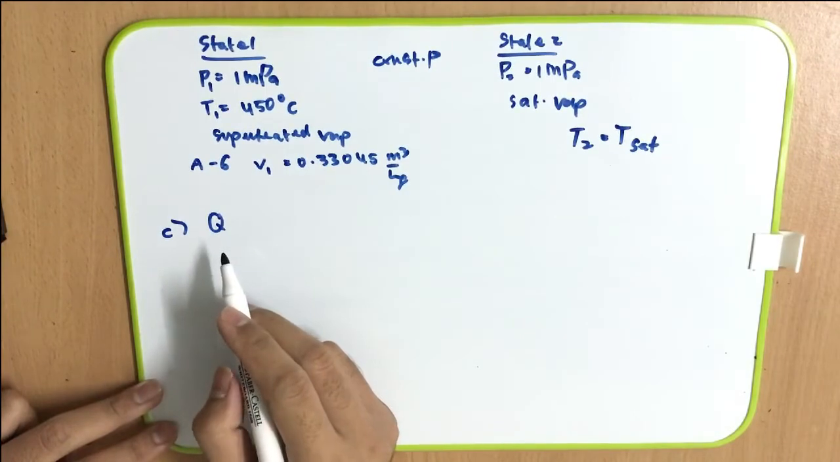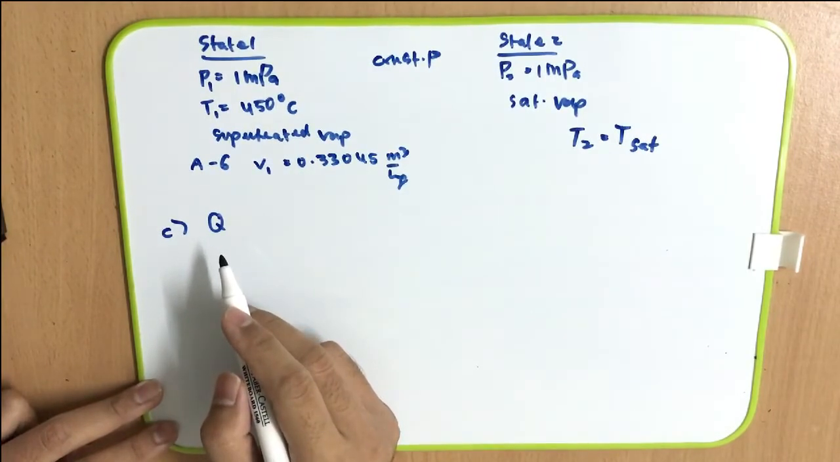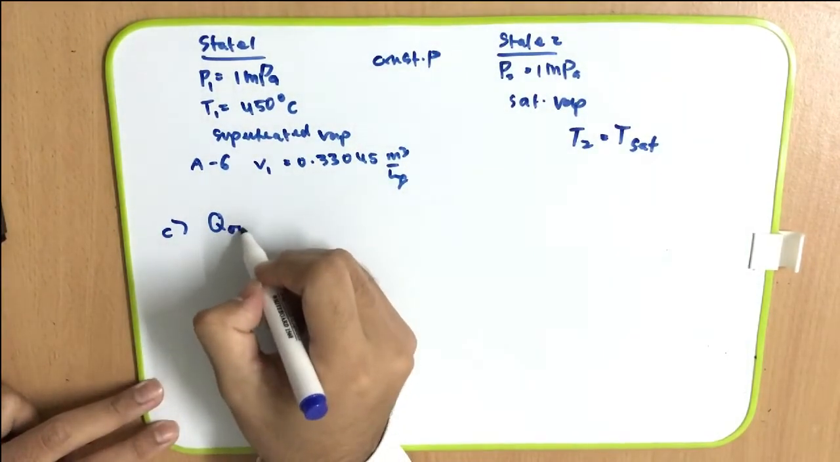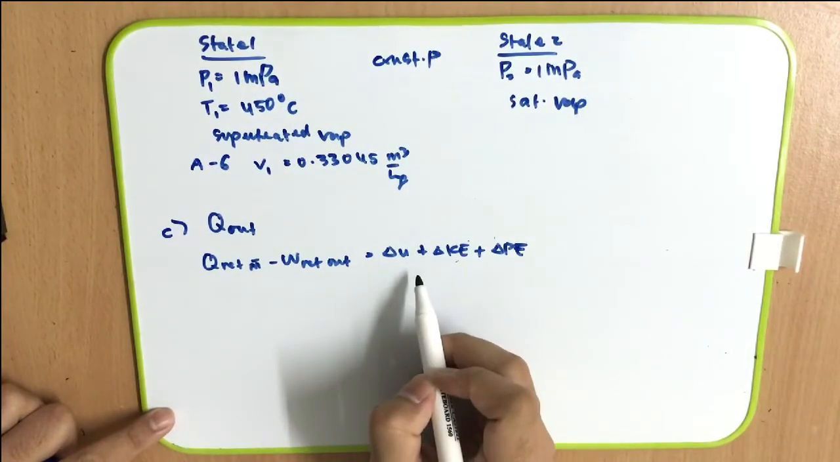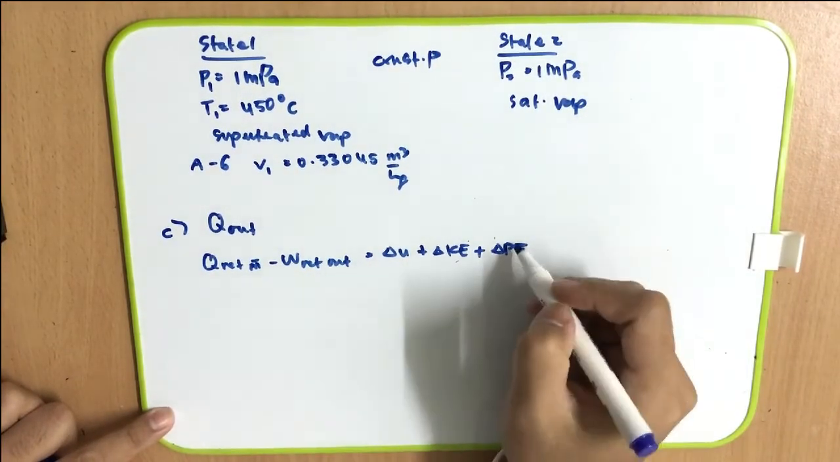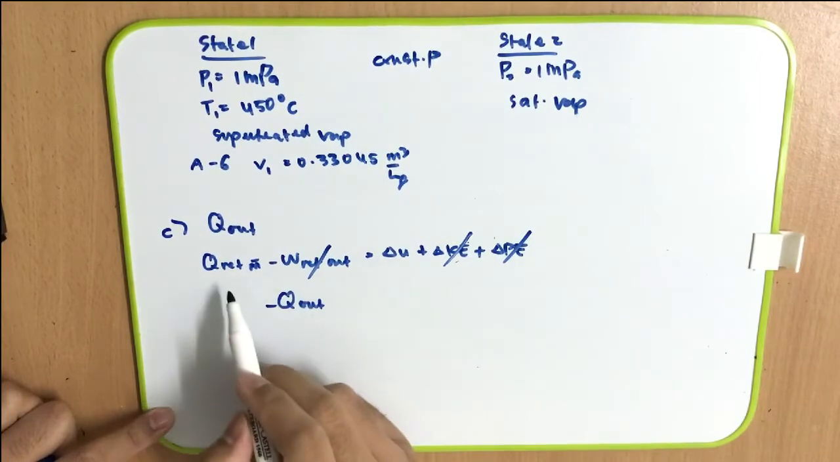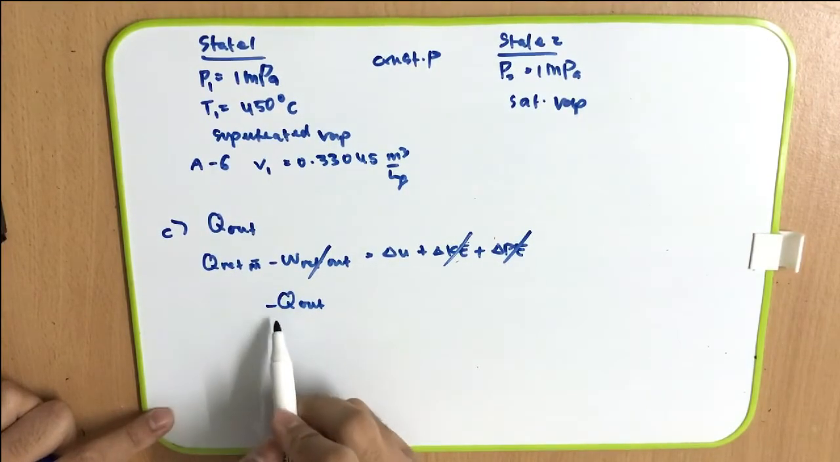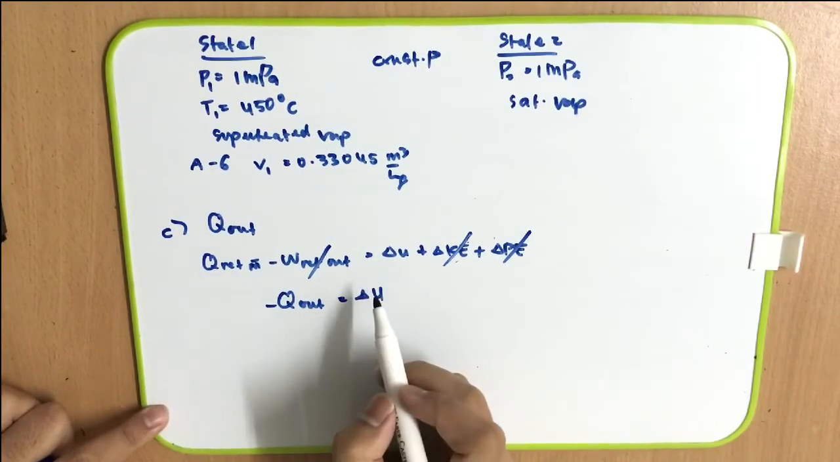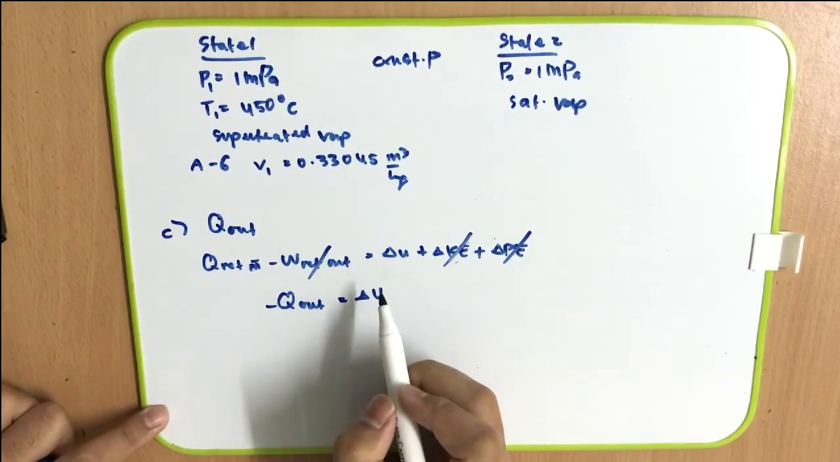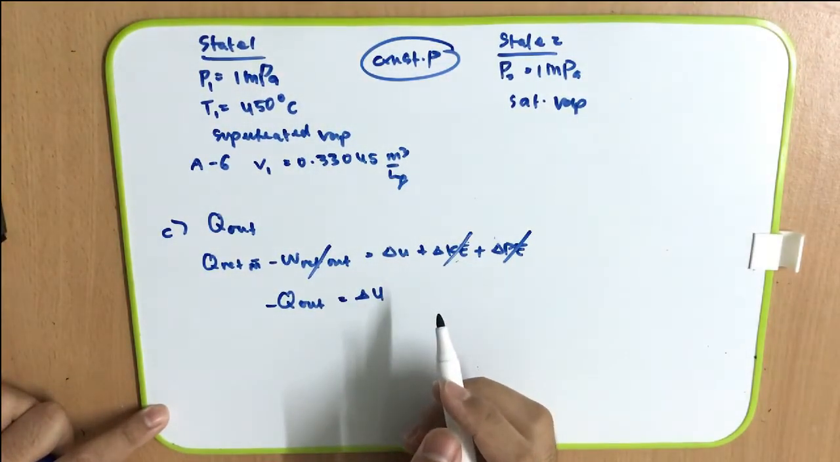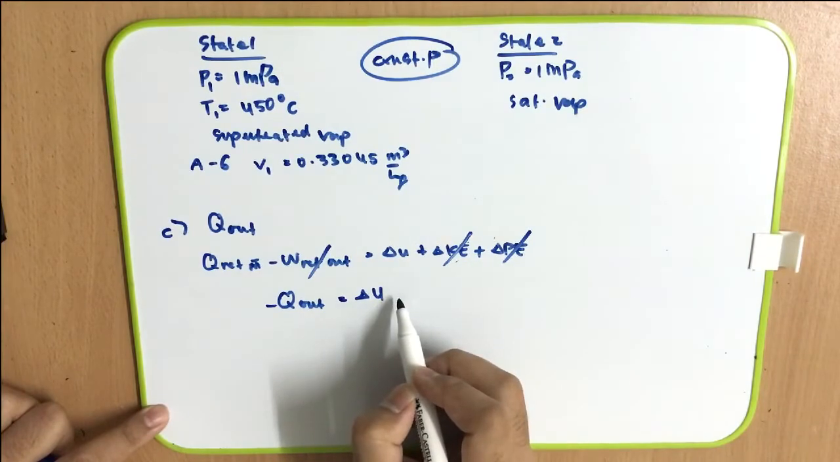Next, question C, we have to find the heat transfer. According to the question, the steam is cooled down, so this Q is Q out. From the first law of thermodynamics, we can simplify into Q net in is equal to delta U, in which Q net in is equal to negative Q out. But you have to remember that this system is undergoing a constant pressure process, so we can replace it with delta H.